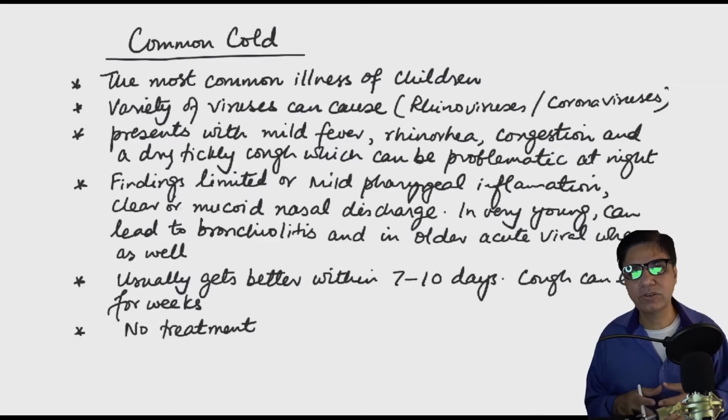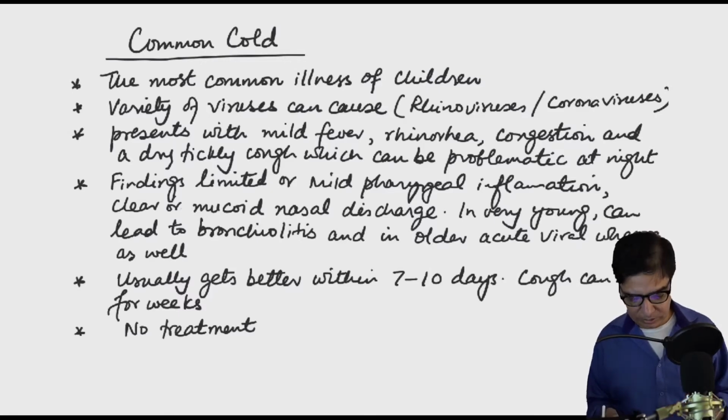Findings are usually limited to, if you examine their throat, mild pharyngeal inflammation. So just a non-specific mild erythematous pharynx, or a bit of inflammation on the tonsillar pillars, along with clear or mucoid nasal discharge. You might see a clear or thickened discharge, sometimes with a little bit of yellowish tinge as well. And as I told you, in very young kids it can lead to bronchiolitis, and a little bit older kids can have acute viral wheeze. Usually it will start with that, but after 4 or 5 days might go down. As I told you, it can present with these complications as well.